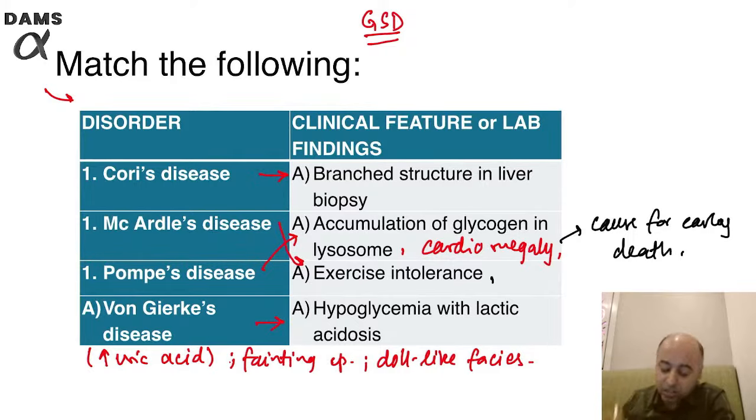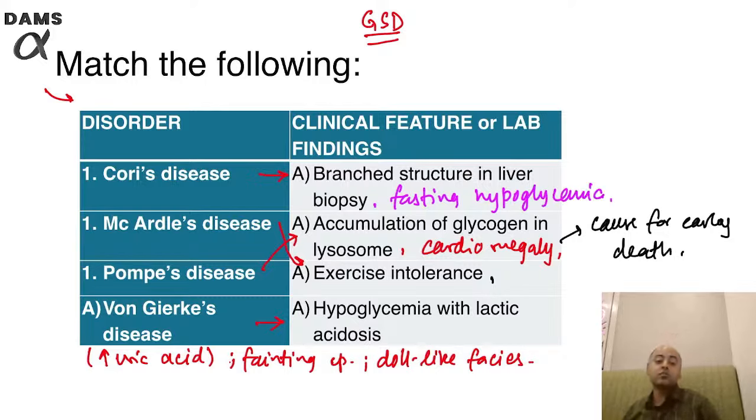In Cori's disease, the branched structure of the glycogen is seen in liver biopsy, and we find fasting hypoglycemia. It is a very characteristic feature, called fasting hypoglycemia. So these are some of the commonly asked cases.